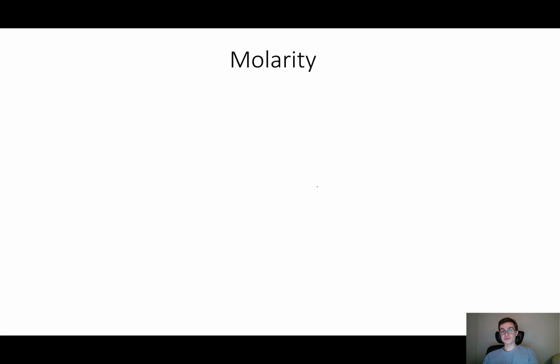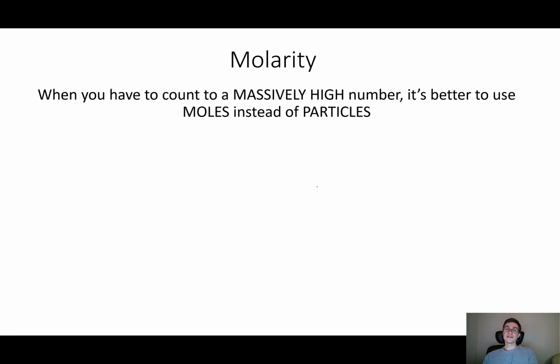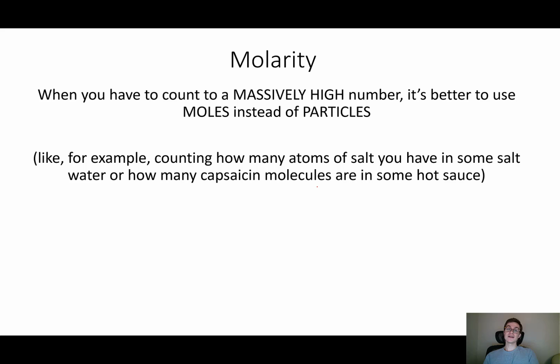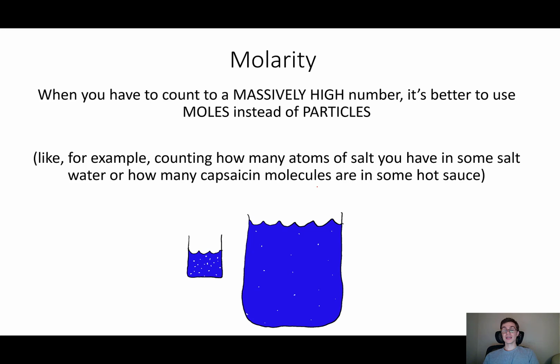So this is where molarity comes in. When you need to count a massively high number of something, it's better to use moles instead of particles. And you remember a mole is just a group of 602 sextillion things. So for example, if you're counting how many atoms of salt were in some salt water, or how many capsaicin molecules were in some hot sauce, you wouldn't want to count individual molecules, you would want to count moles of molecules. And that gives you nice numbers.